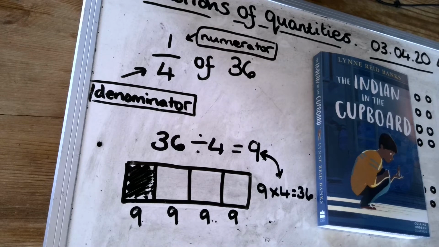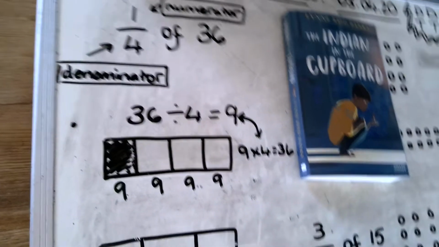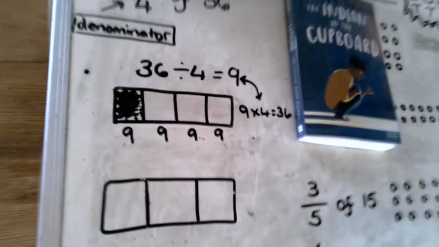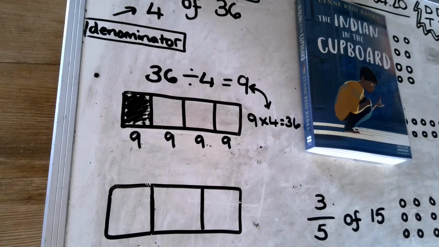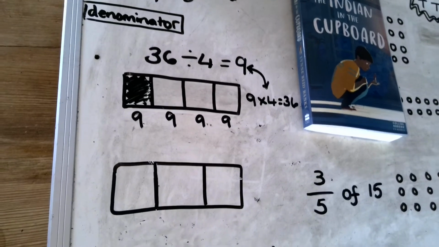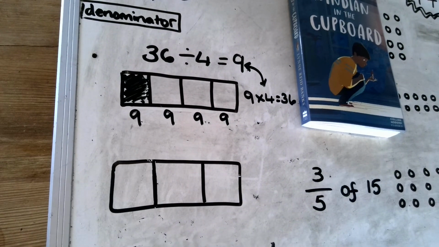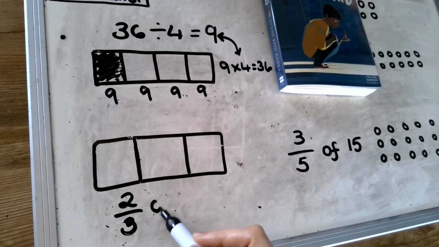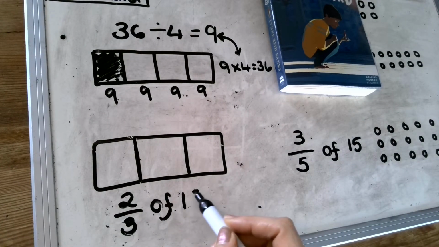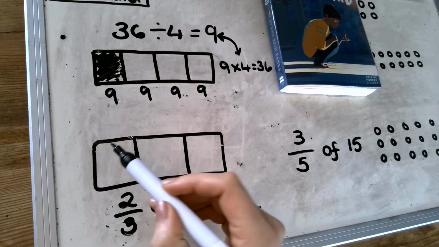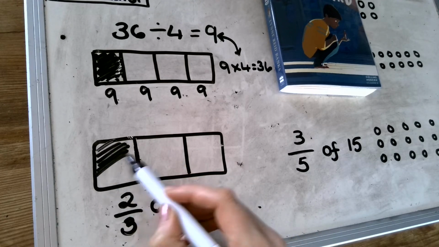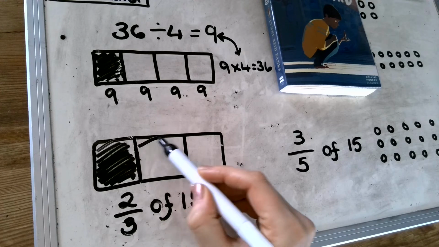But today we're not going to read the Indian in the cupboard, I'm afraid. That's just there to cover up my next question. Today, if I move this down, we are going to be finding fractions of amounts where the numerator is more than 1. So for example here, I've split my bar into thirds. So if I wanted to find 2/3 of a number, let's say 15, this time I need to find not just 1/3, but 2/3.